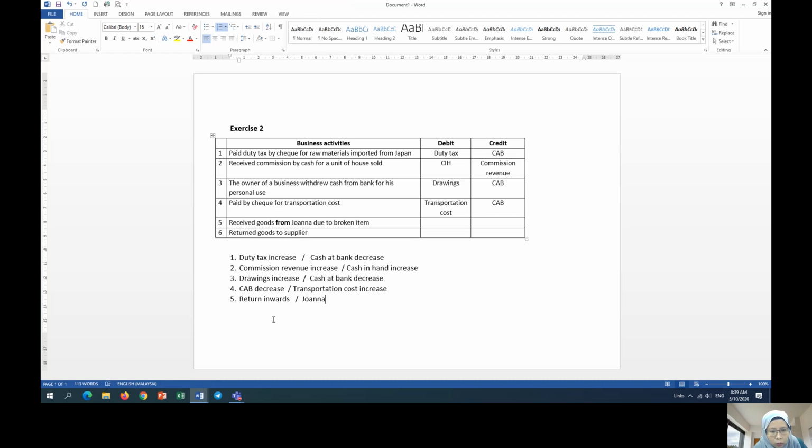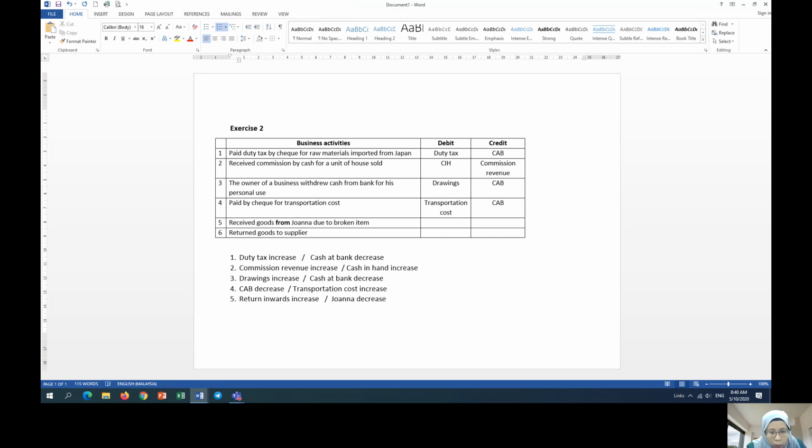So what happened here is we have opened 2 accounts for our 5th business activities, which are return inwards and Joanna account. Okay. So what happened to return inwards is return inwards increase. Sebelum ni tidak berlaku pulangan. Sekarang berlaku pulangan. So berlakulah peningkatan dalam return inwards. So return inwards increase. And then Joanna has returned goods to us. Joanna sebelum ni adalah accounts receivable, penghutang kita. Jadi bila dia memulangkan barang kepada kita, maka hutang dia berkurang. Okay. Hutang Joanna berkurangan. Jadi Joanna decrease.